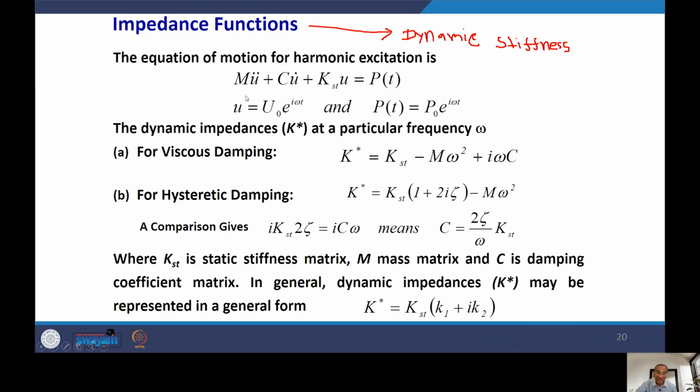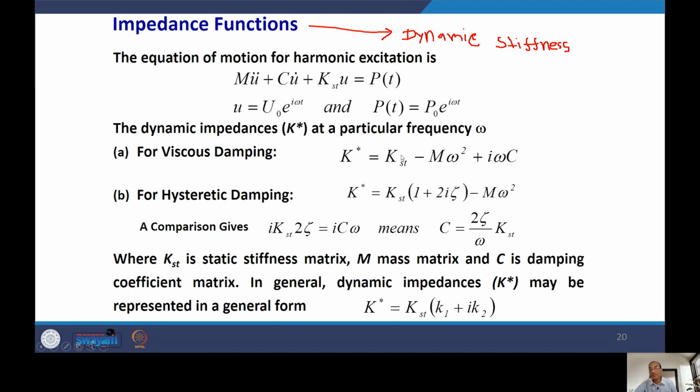The equation of motion for harmonic excitation can be given from this relation: m u double dot plus c u dot plus k_st u, where m is mass, c is damping coefficient, and k_st is static stiffness, and that should be equal to the applied load. For harmonic excitation, you can write that u is equal to u naught e^(iωt), and the force p(t) can also be represented as p naught e^(iωt). Once you put these in, e^(iωt) will cancel out from both sides, and what is left? u naught multiplied by (k minus m ω² plus i c ω) should be equal to p naught.